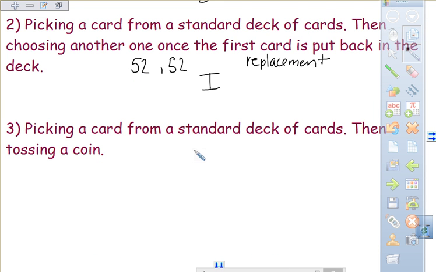Number 3, picking a card from a standard deck of cards, and then tossing a coin. Picking a card is not going to affect whether we get heads or tails, so these 2 would also be independent.